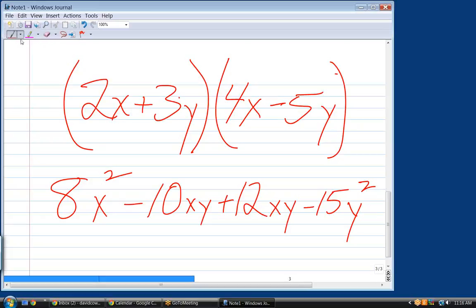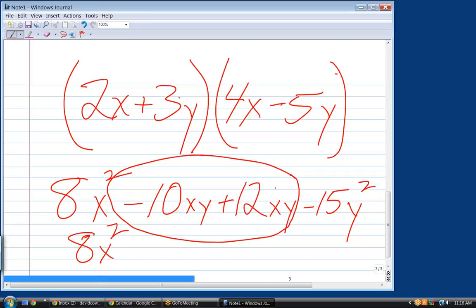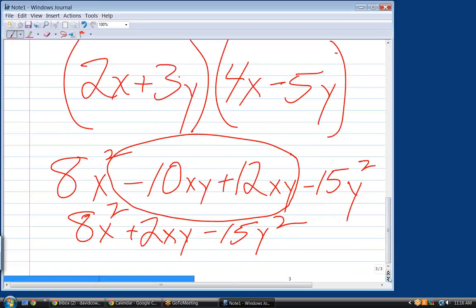How many x squareds do we have in sum? Well, we have 8. I knew what you meant, but we have to put the coefficient. And then how many of these do we have? 2xy. So it's a plus 2xy. And then finally, how many y squareds do we have? Negative 15. All right. That's multiplying.